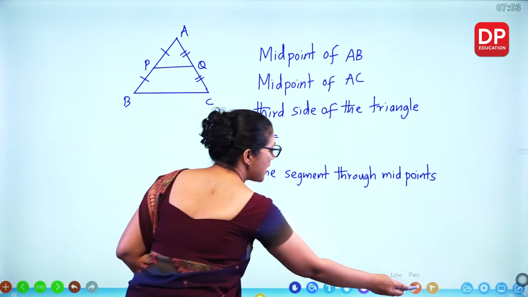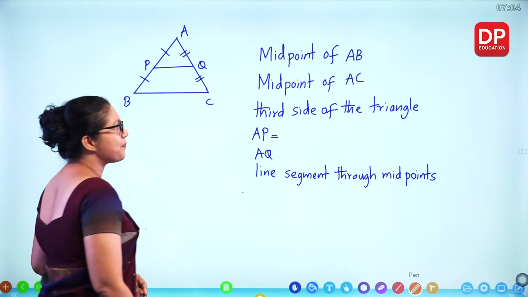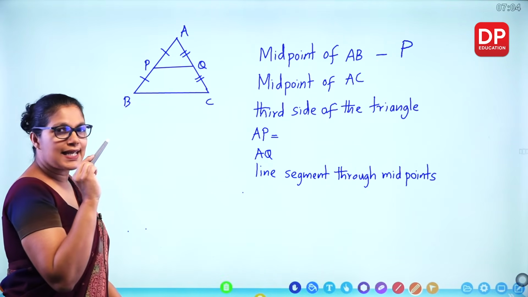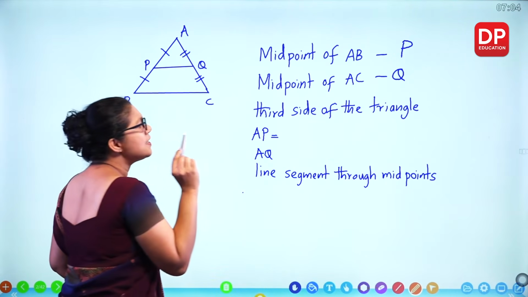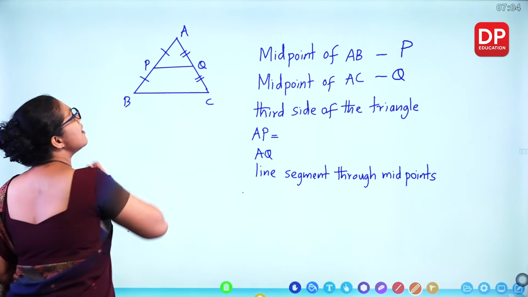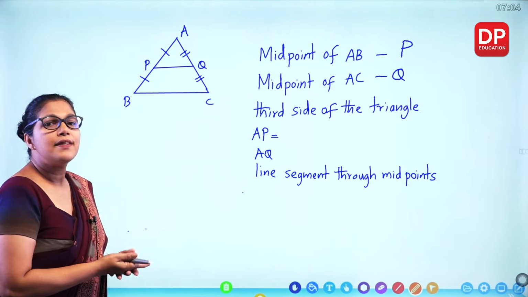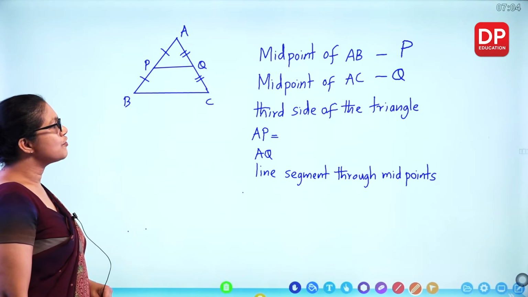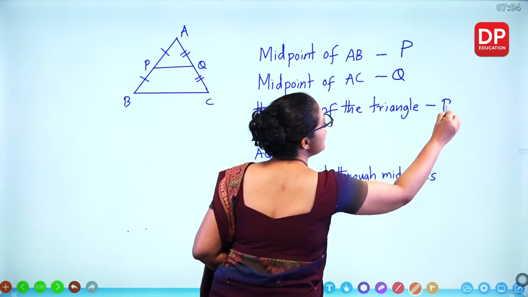You are asked to write down the midpoint of AB. What is the midpoint of AB? It's P. What's the midpoint of AC? Q. Third side of the triangle: when we take these two sides, the other side we call the third side of the triangle. So here, what's the third side of the triangle? BC. You need to know these terms.